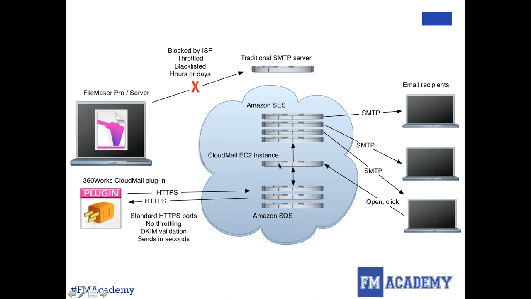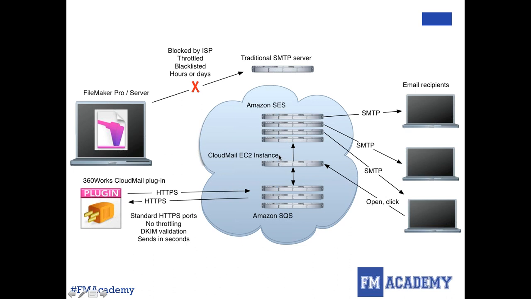So now that you know what those acronyms are, this diagram will make more sense, because what the CloudMail plugin does is it uses HTTPS to post your messages very quickly to the Simple Queue Service. Regardless of how long it takes to actually send them, as soon as they've been posted to the Simple Queue Service, FileMaker frees up. So you can send a 20,000 person email blast in like 12 seconds. And FileMaker is immediately done. Then that stuff goes into the queue, and you can continue working on your computer. Once that stuff gets onto the queue, an EC2 instance that we set up for you.